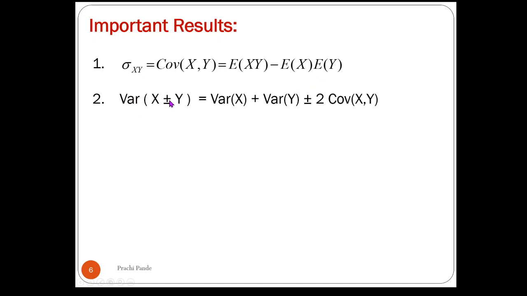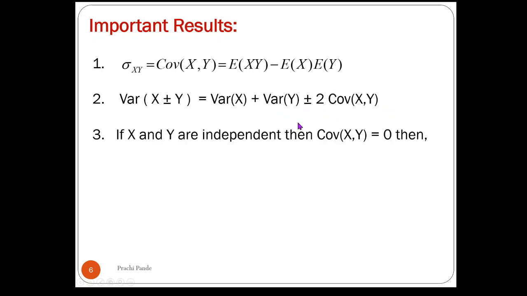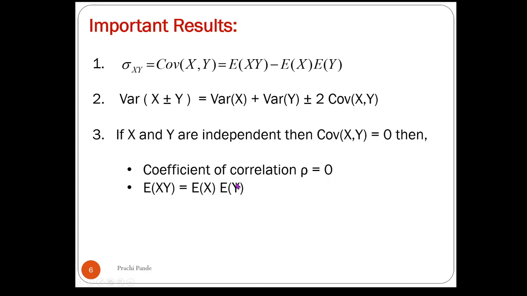Then variance of x plus minus y is equal to variance of x plus variance of y plus minus 2 times covariance of xy. Next, if x and y are independent, then covariance of xy is equal to 0. And if the covariance of xy is equal to 0, then the coefficient of correlation, that is rho, is also 0.